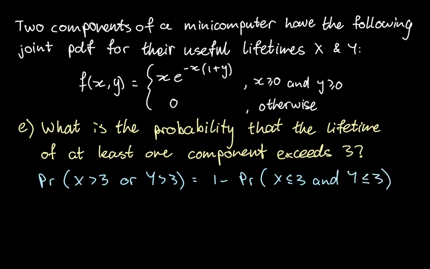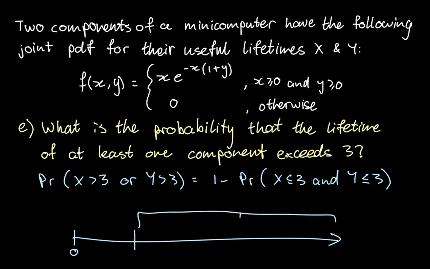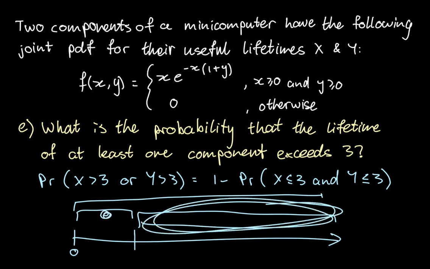Okay, so why is that true? Well, let's draw our diagram here. They're both defined from 0 to infinity, and I'm looking for one of them lasting somewhere there, x or y. So one of them lasting there is the same as, so this one takes into account everything, and then x less than or equal to 3 and y less than or equal to 3 means that both of them must be in there. So this greater line minus this smaller line equals the probability that we're trying to find.